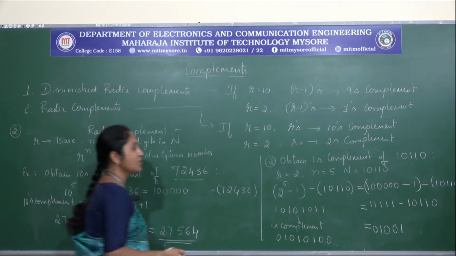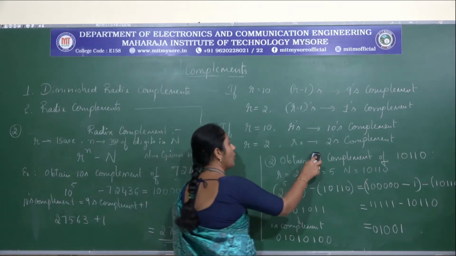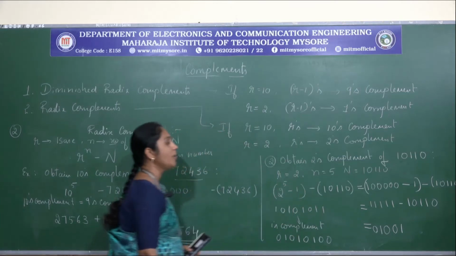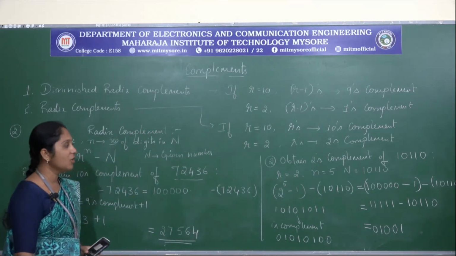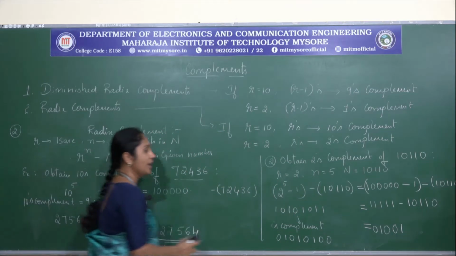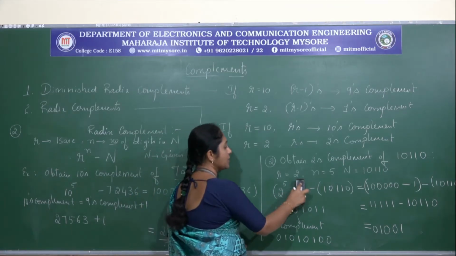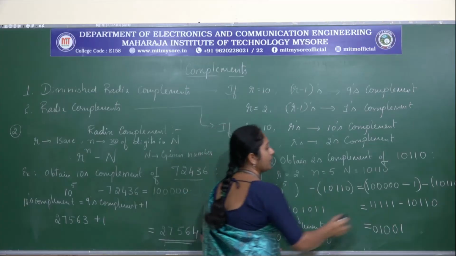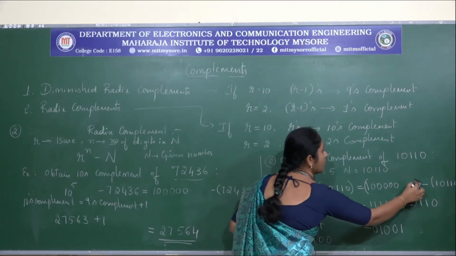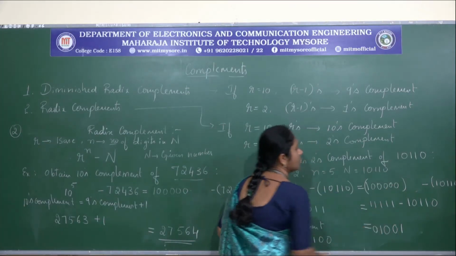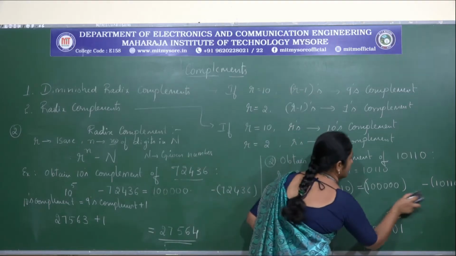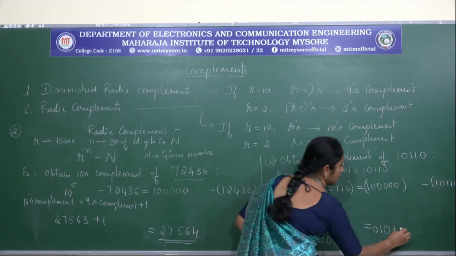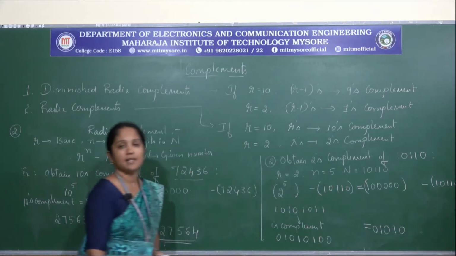Yes, now let us see in case of binary. Okay. So obtain 2's complement. I am changing the question here: obtain 2's complement of 10110. So in this case, again, yes, this minus 1 is not there. Okay, we need not subtract 1. Yes, this is the answer.